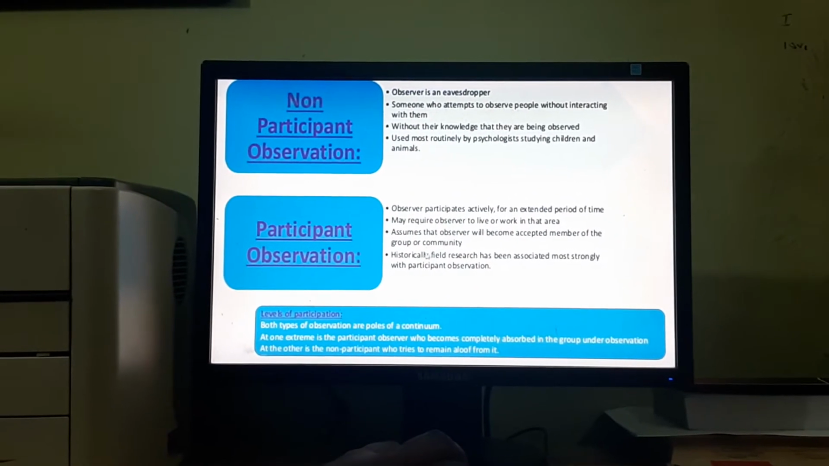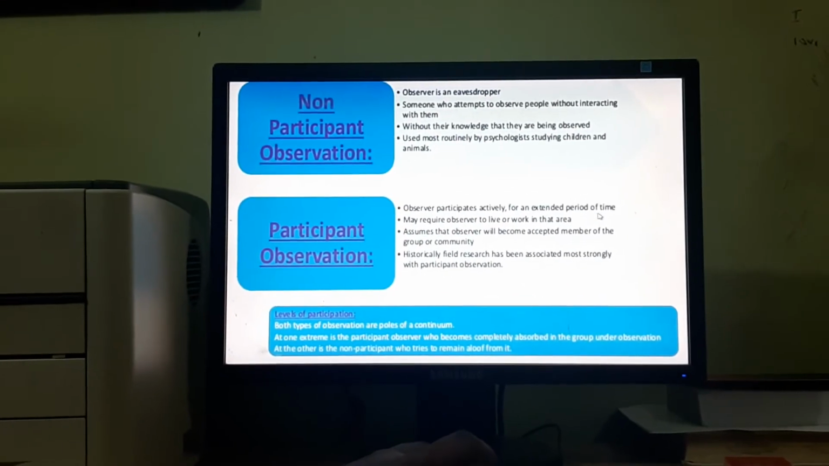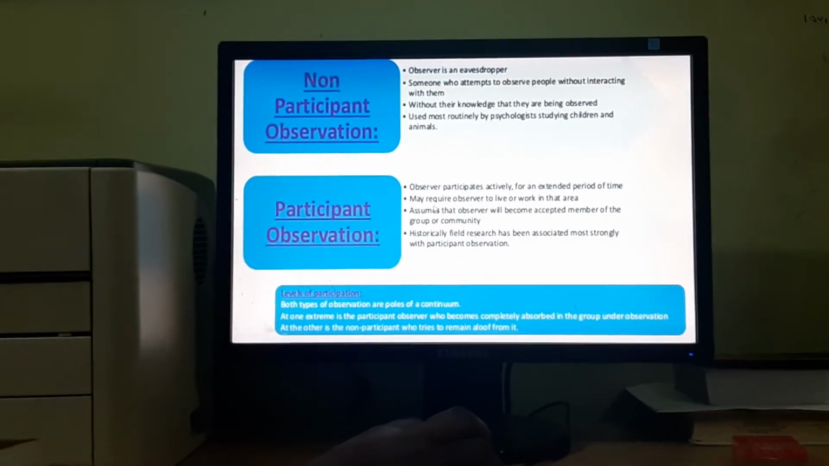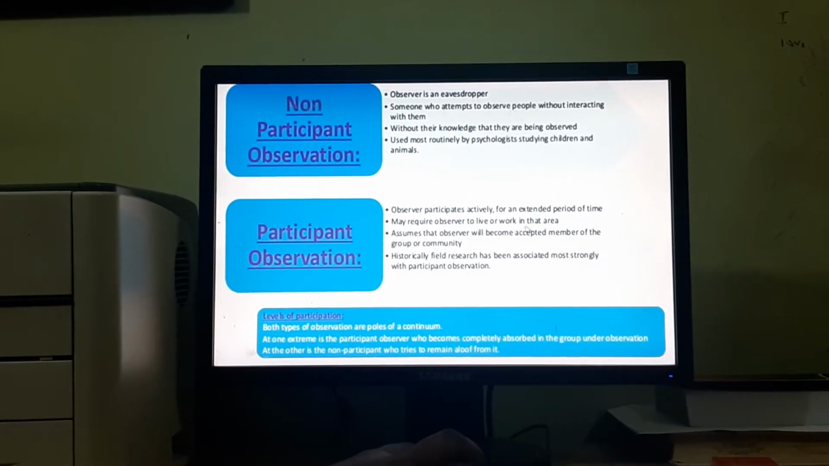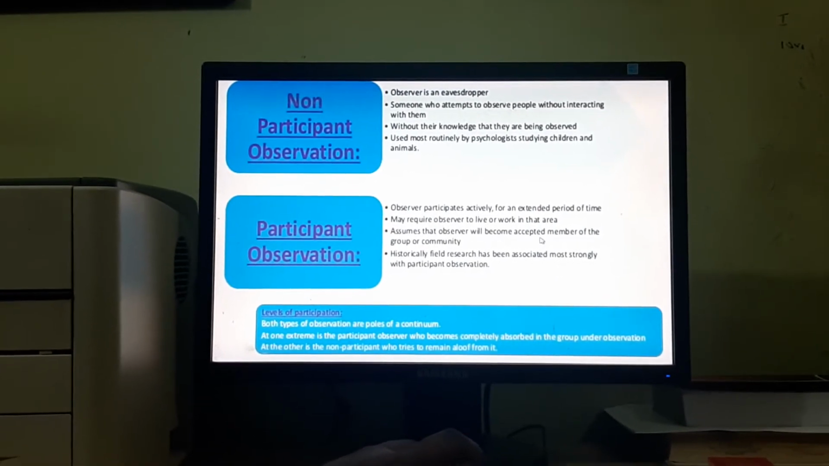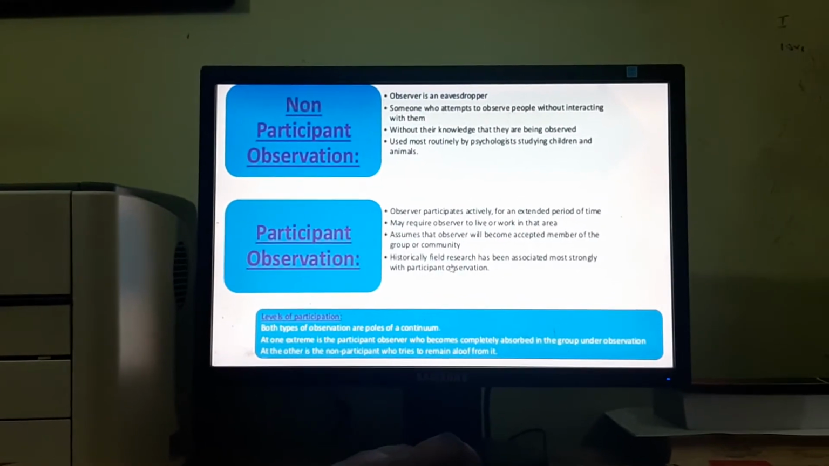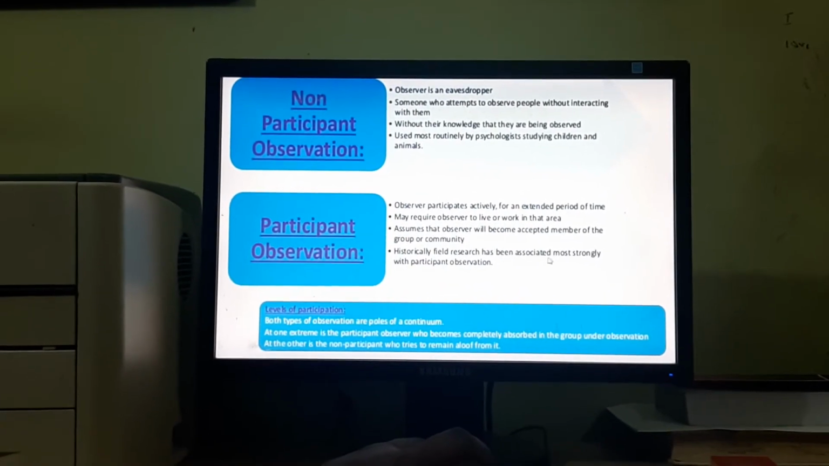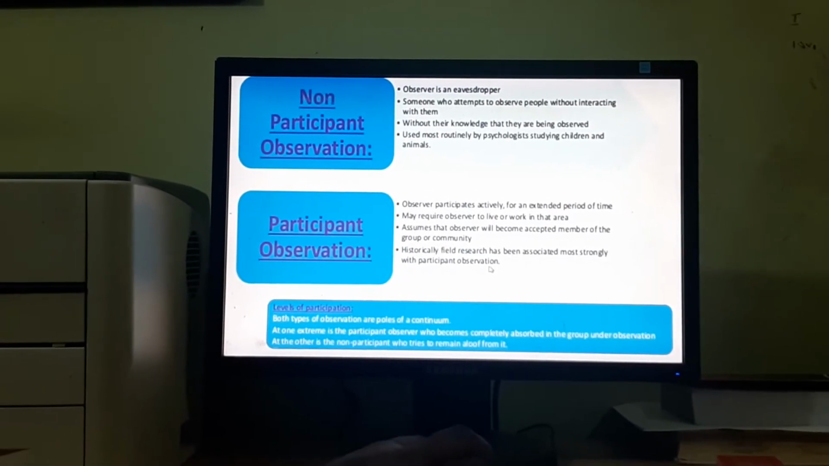And in participant observation, the observer participates actively for an extended period of time. It may require the observer to live or work in that area, and assumes that the observer will become an accepted member of the group or community. Historically, field research has been associated most strongly with participant observation.